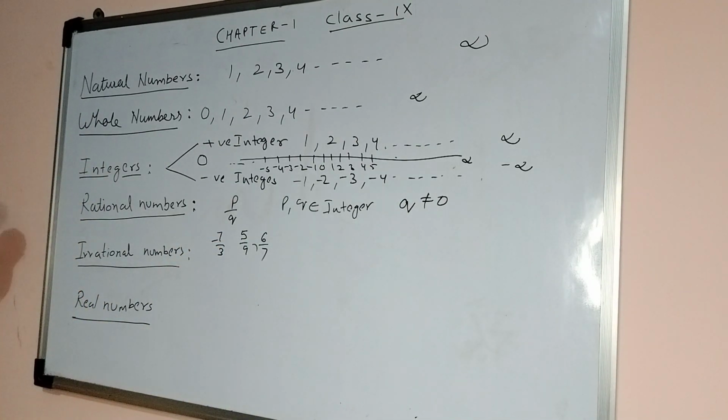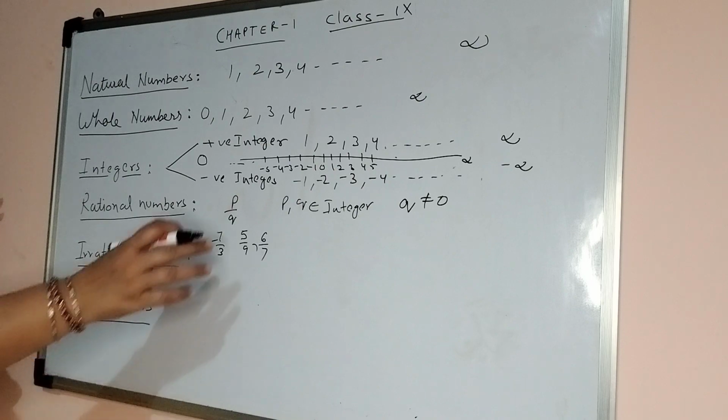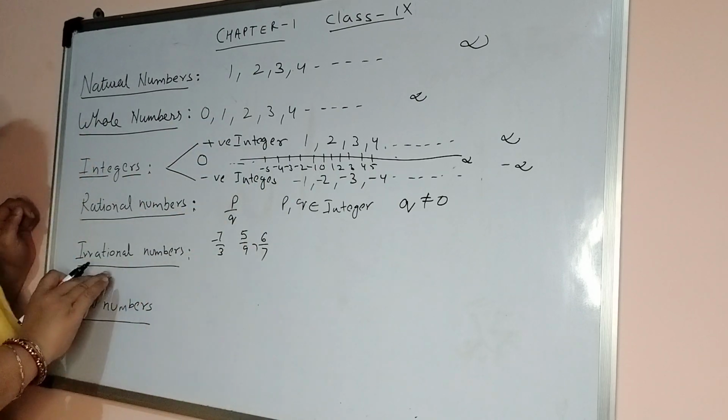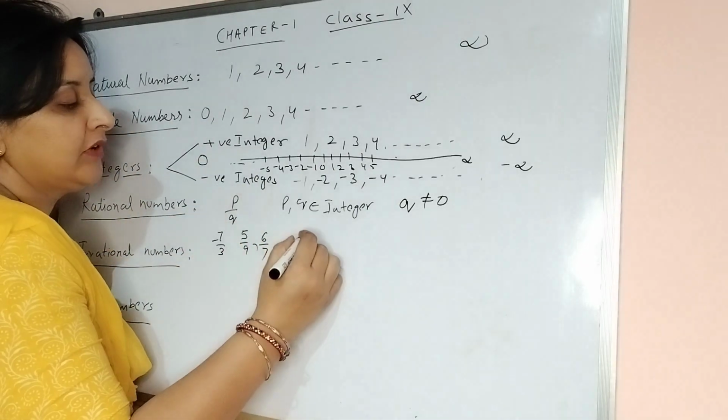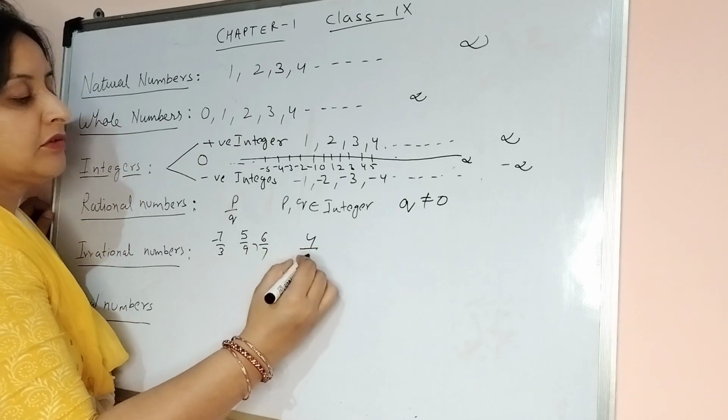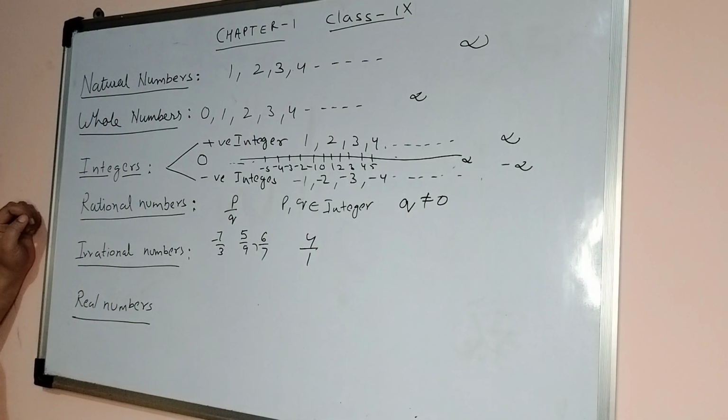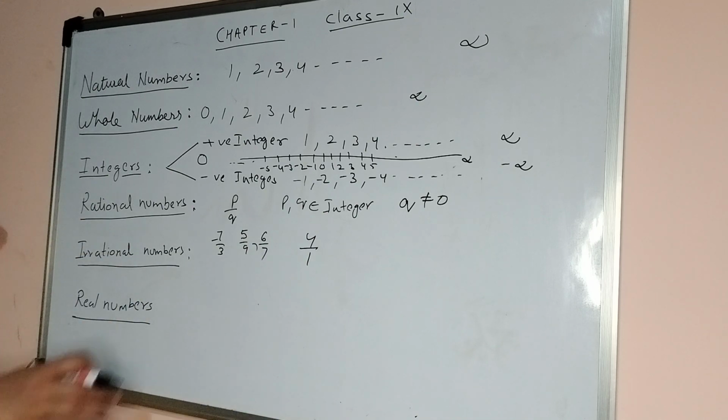If we talk about natural numbers, all the natural numbers are also rational numbers. For example, we have written 4. In general we can write 4 upon 1. So all the natural numbers come in the category of rational numbers, and all the whole numbers come in the category of rational numbers, and all integers will come in the category of rational numbers. So these are basically rational numbers.